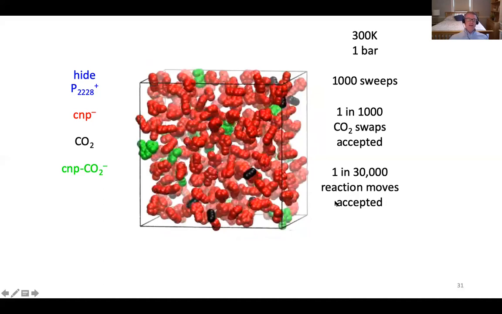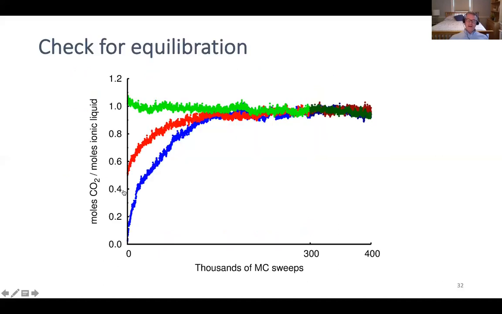We did that, and then we check for equilibration. We start with either no CO2, 50-50, or almost all CO2, and they all converge to the same value after a long time. And then these are, again, predicted isotherms from these methods. Now what I'm showing you are the simulations, which have these open symbols with the dashed lines going through them to guide your eye.